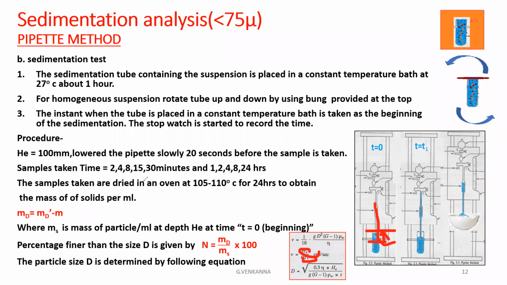The time we know: 2 minutes, 4 minutes, 8 minutes, and so on, which we can convert into seconds. So we can substitute into the above equation and automatically get the particle size. Here the effective height is constantly taken as about 100 mm, and the time changes to 4, 8, 15, 30 minutes, like this way.